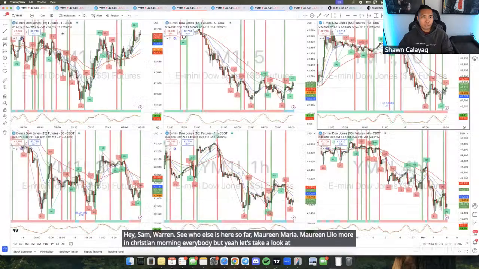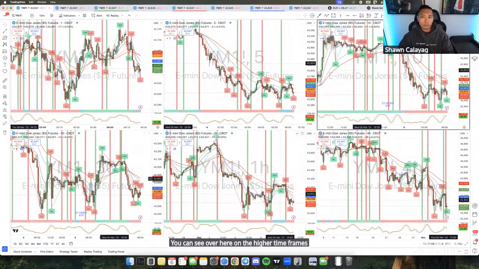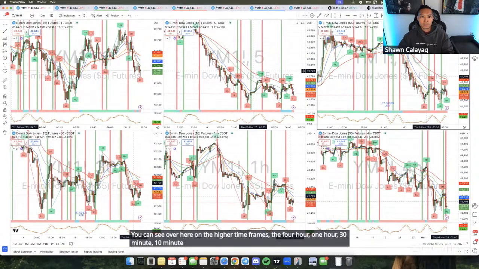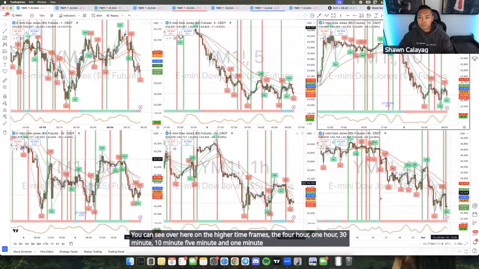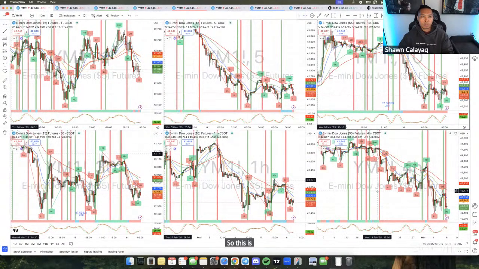Let's take a look at the overall bias. Looking over here at the trend bias, you can see on the higher time frames, the 4 hour, 1 hour, 30-minute, 10-minute, 5-minute, and 1 minute, pretty much all the time frames, price is below the pivots. The trend meter is red. Pivots are angling to the downside. So this is indicating that we're in an overall bearish bias for today.